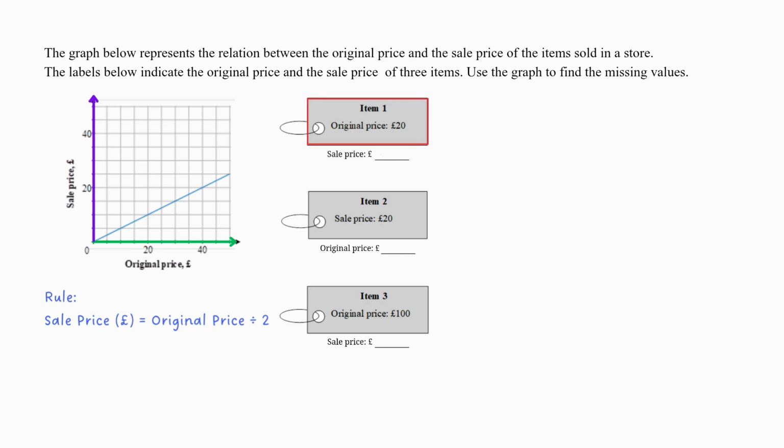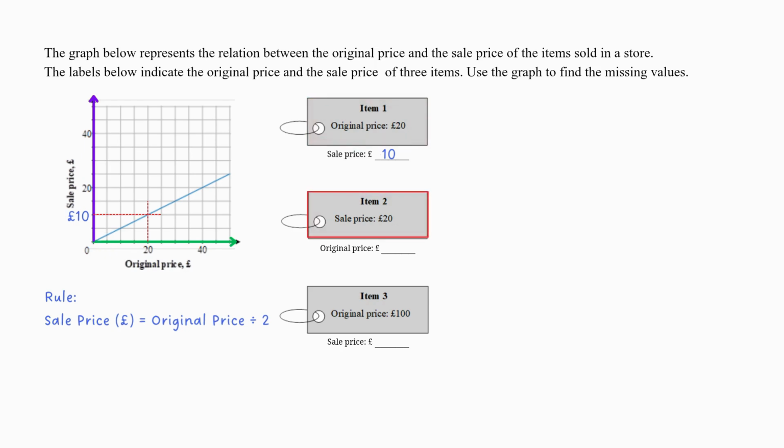Item 1. Original price is £20. Find 20 on the x-axis, or original price. Go straight up to the blue line. Move your finger to the left. It lands on 10, so the sale price is £10.